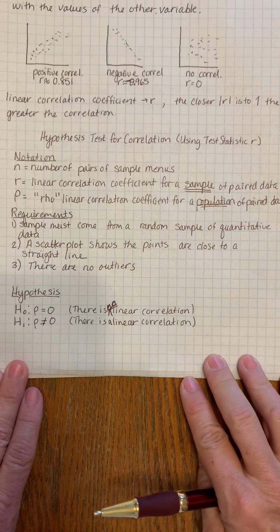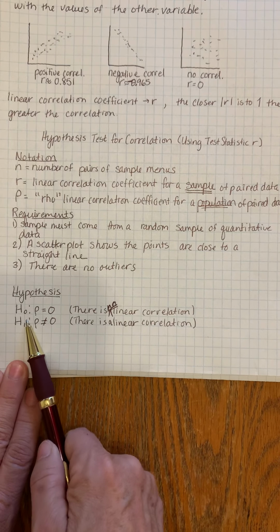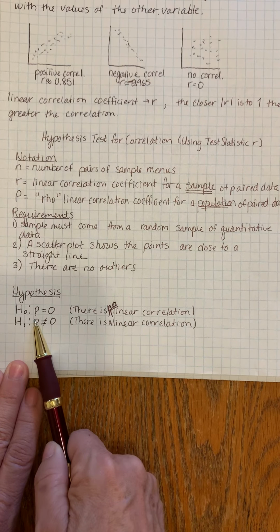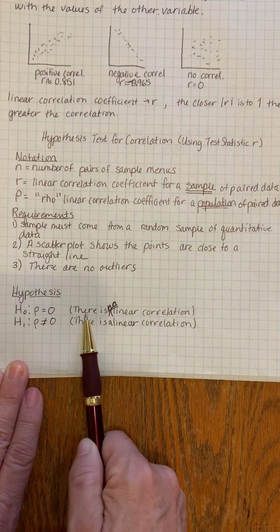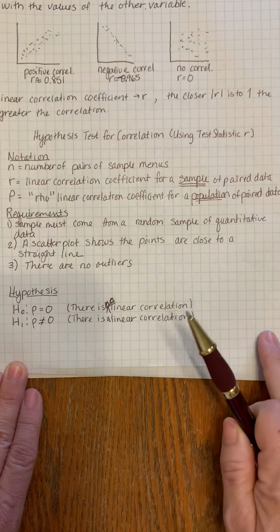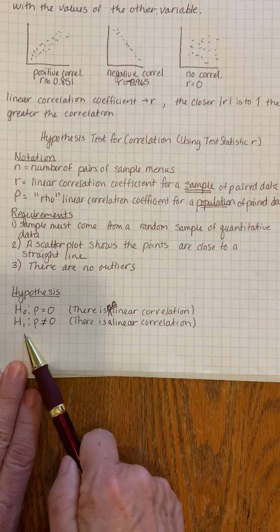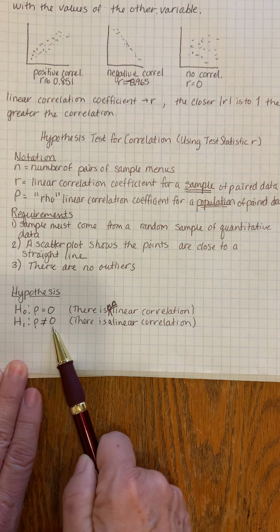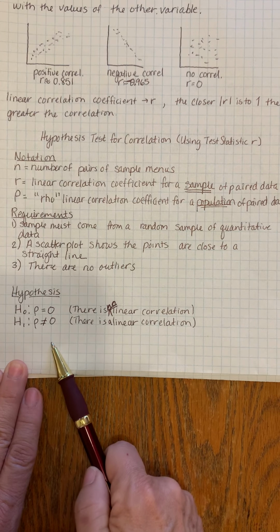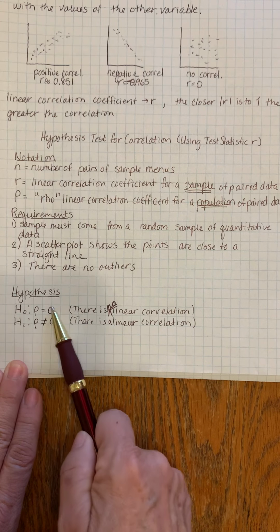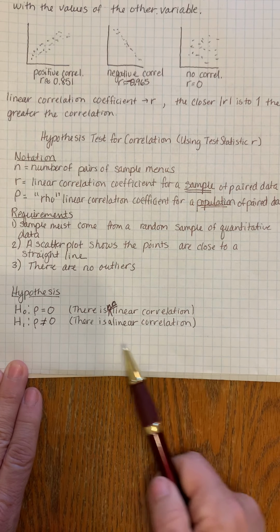The notation for the hypothesis test. The null hypothesis is that rho is equal to 0, which signifies there is no linear correlation. The alternate will be rho does not equal 0. We're not going to be using less than or greater than in this. We're just going to be using equal and not equal. So that's pretty simple to relate to.